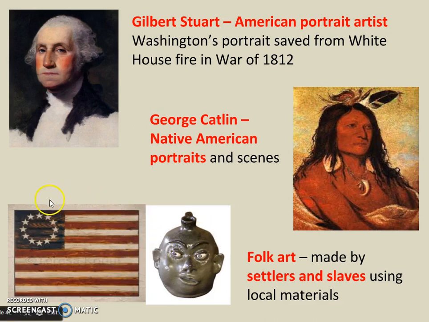So here we see an example of a U.S. flag, probably made by a settler. And here we see what looks like a jug that was most likely made by an African American slave.